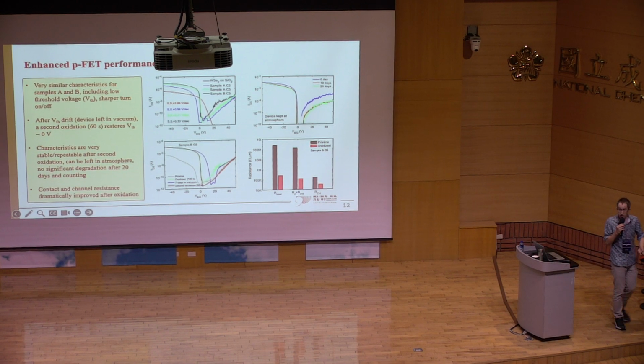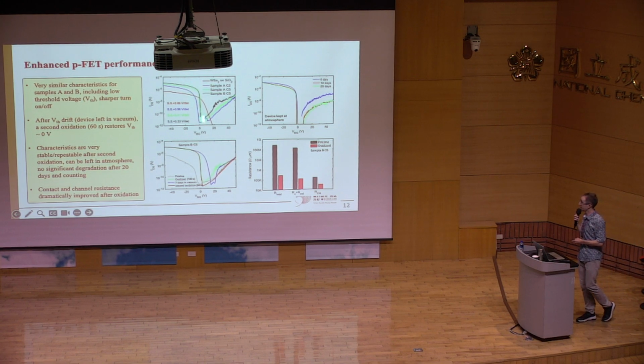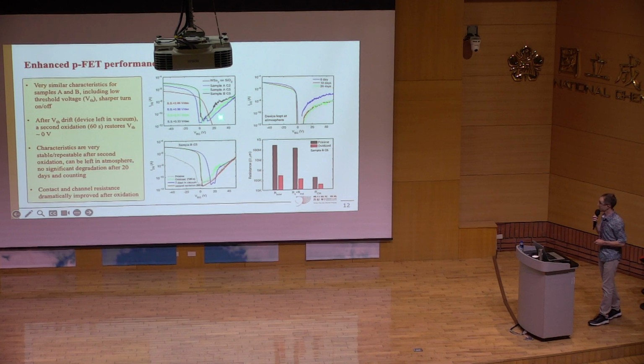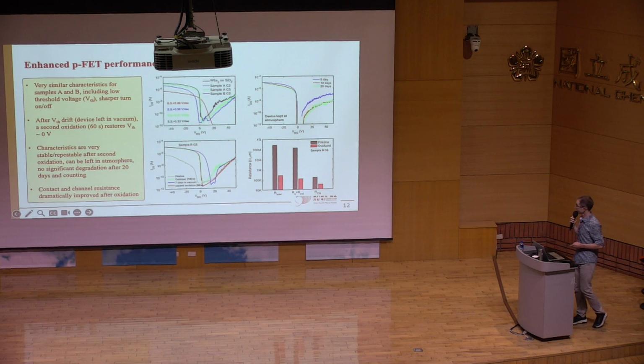Now, in terms of reproducibility, we then look at making another device, again, very similar. Here, just focus on the black and the green trace. They compare sample A and sample B. It's the same geometry, same length channels in both samples. We see very similar on currents. We see a pinch-off voltage, basically both close to 0, and both have a very sharp turn on.